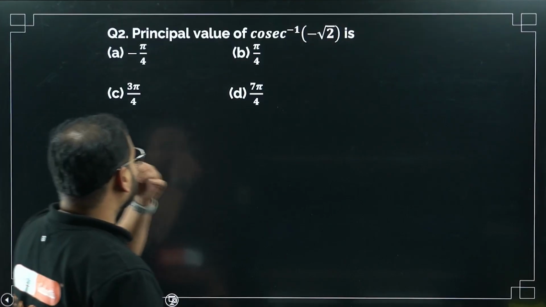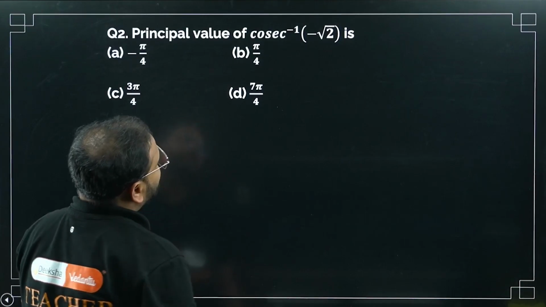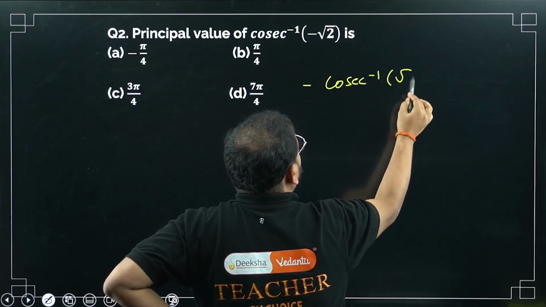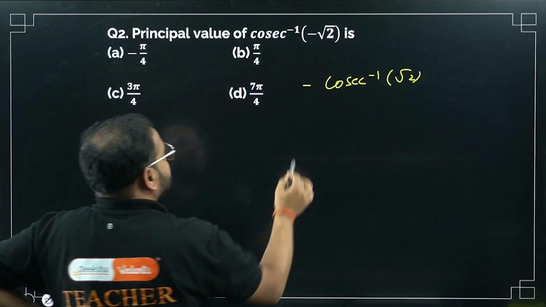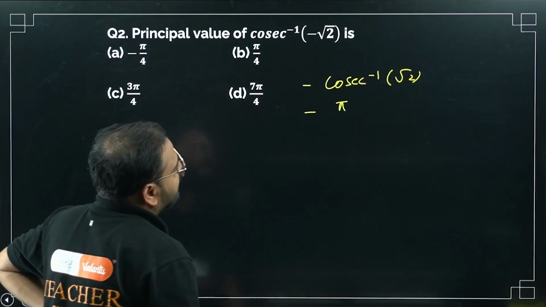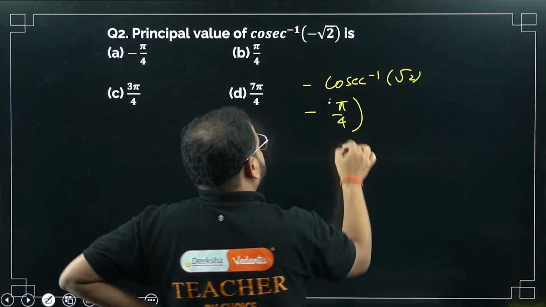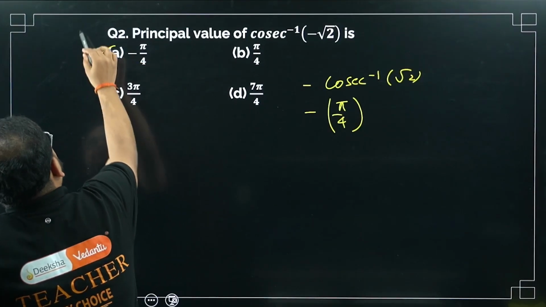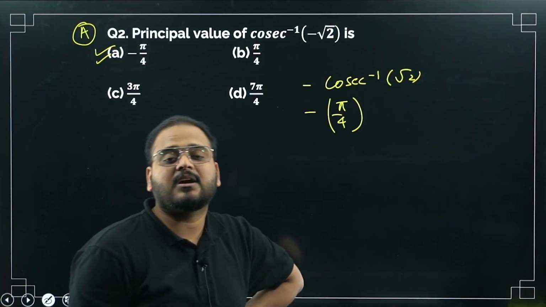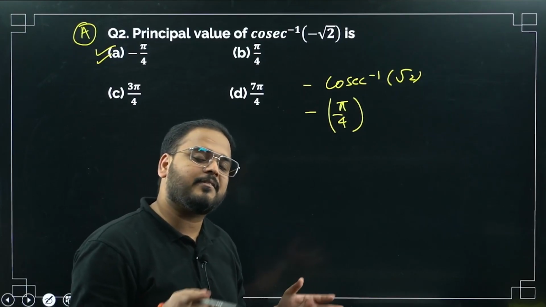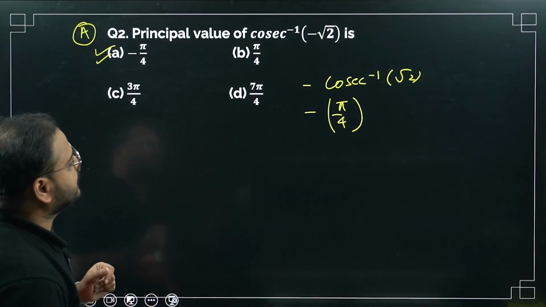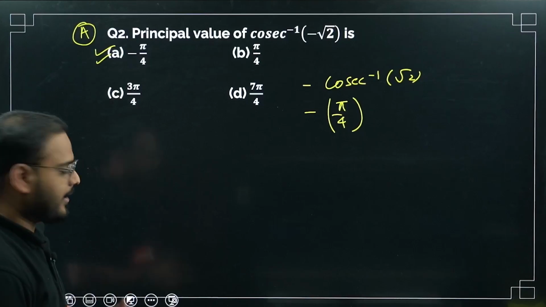Moving to question number 2. Principal value of cosec inverse of minus root 2. So do one thing, it becomes minus cosec inverse of root 2. Cosec inverse of root 2 is what? Pi by 4, no? So minus pi by 4, which option? Option A. So yes, you have to know the angle values for trigonometric ratios for all the special angles: 0, 30, 60, 45, 90. You have to know all these values. From there you can understand and get this answer. So the answer is minus pi by 4, option A.